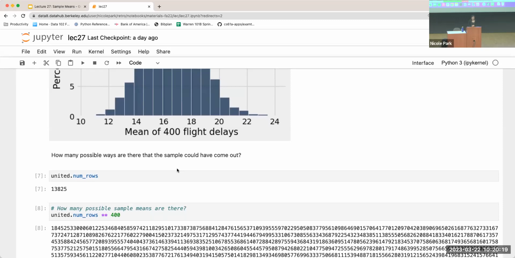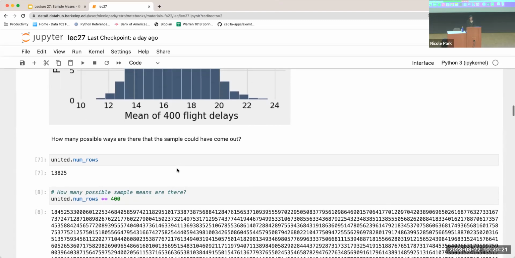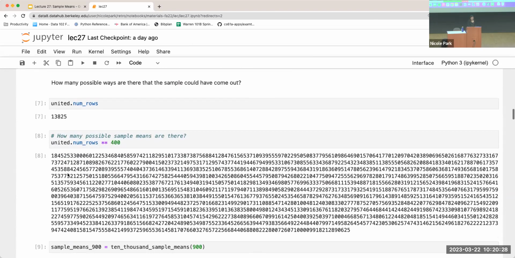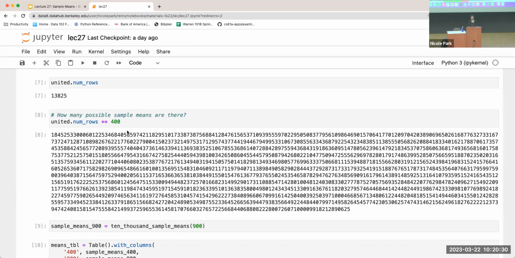So how many possible ways are there that I could have gotten this sample? There are 13,825 rows in the United table, so that's what we're considering as our population. To find how many samples of size 400 I could have gotten, it would be the total number of rows in the table to the 400th power. You'll see that is a really large number that I cannot read, but that is the number of different ways that you could get a sample of size 400. So a different perspective is that it is a lot of samples. There are many different ways to get a sample of size 400 when you have a lot of data.